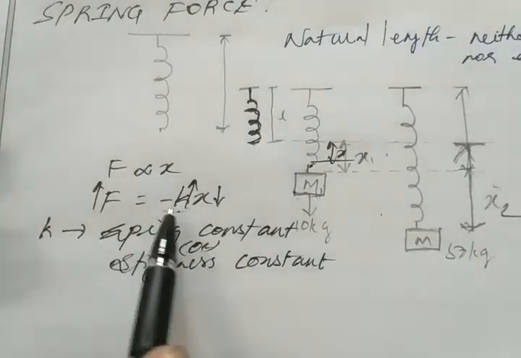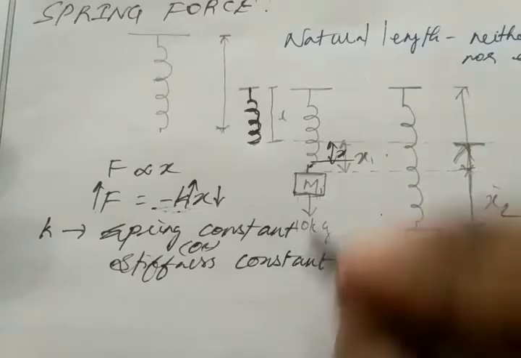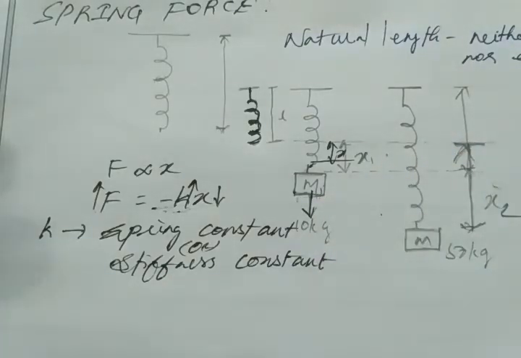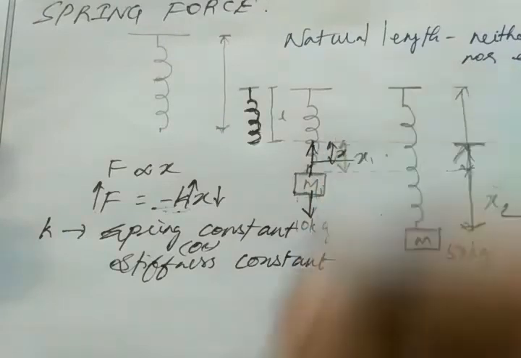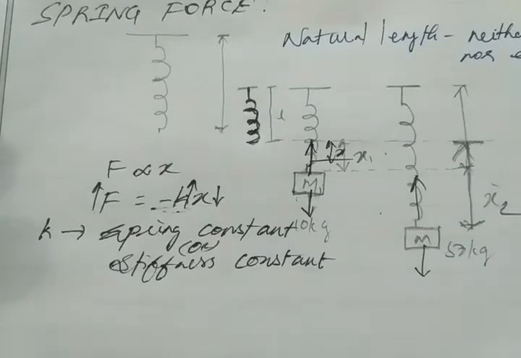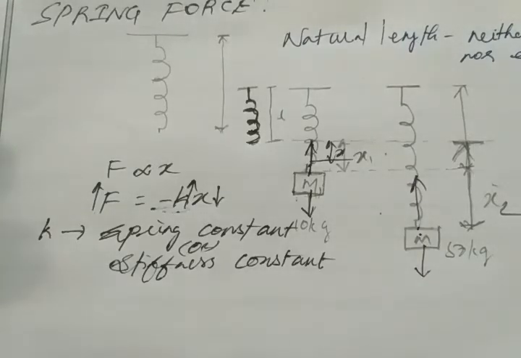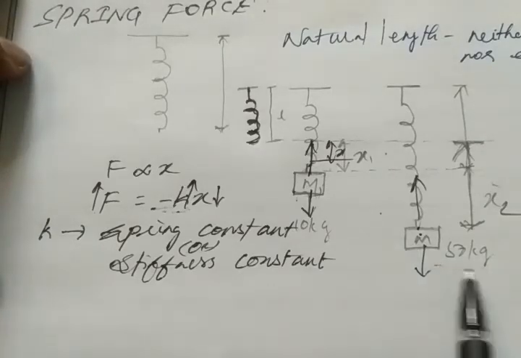So why are we using minus here? If you watch here, the weight force is acting downwards and the spring force is acting upwards, right? So here weight force downwards, spring force acting upwards. Which means when you attach a mass to the spring and you leave it, the spring force will pull the mass upwards, and the weight force pulls the mass downwards. So what will be the net force? Net force acting downwards, right?